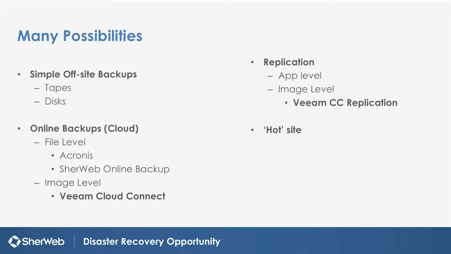When we're talking about file-level backups, there's a number of offerings. A couple of examples would be Acronis or something like SherWeb Online Backup. When we're talking about image-level backup, I'd say best of breed is something like Veeam Cloud Connect. So what's the difference between the two? It's fairly simple. Image-level backup means backing up a whole server, and rather than doing it at the file level, we're backing up the whole image.